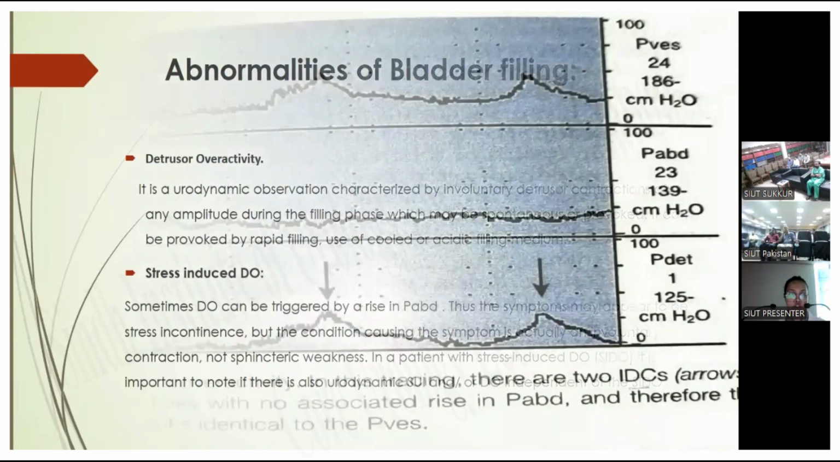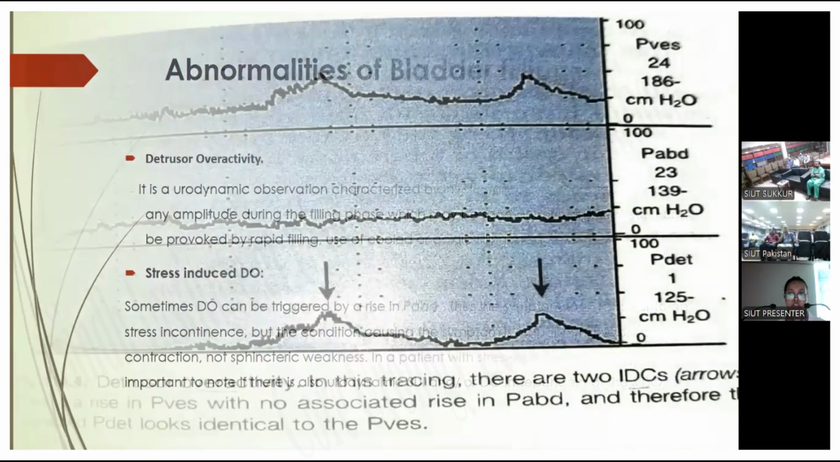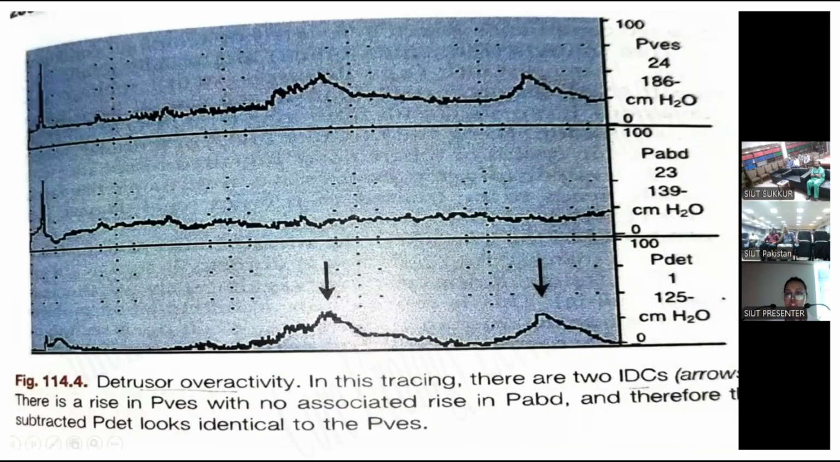This is the chart taken from Campbell, which shows the detrusor overactivity. Here we can see the vesical pressure. This is a graph showing abdominal pressure, and the one below is the detrusor pressure graph. So we can appreciate the positive deflection in the vesical and detrusor graphs. This is basically the involuntary detrusor contractions, consistent in the vesical and detrusor graphs. So these are the 2 points where detrusor overactivity is noted.